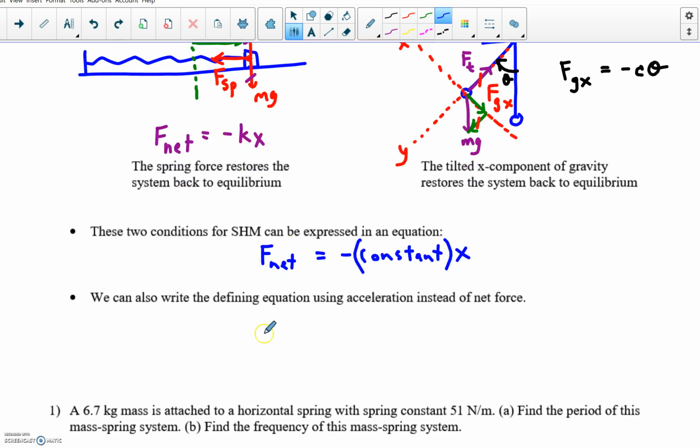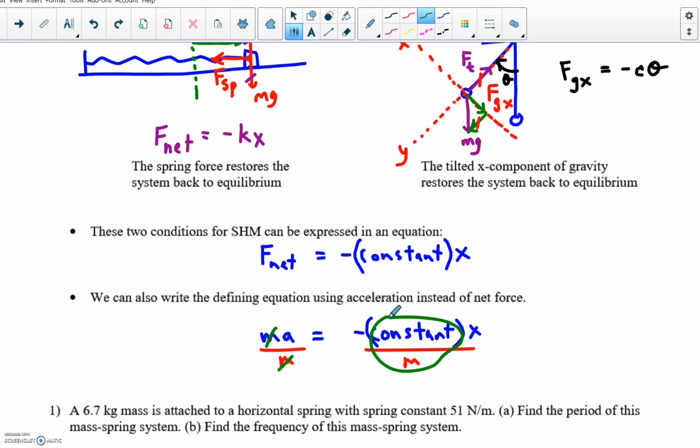But of course, net force is equal to mass times acceleration. The constant is here, but the mass, that doesn't change either. So if we divide both sides by mass, we can just build that mass into whatever the constant is. Just modify the value of the constant, and mass is basically going to disappear because this is all just a constant. So the equation, when we write it with acceleration, is a is negative a constant times displacement.